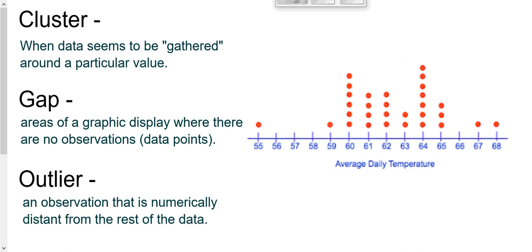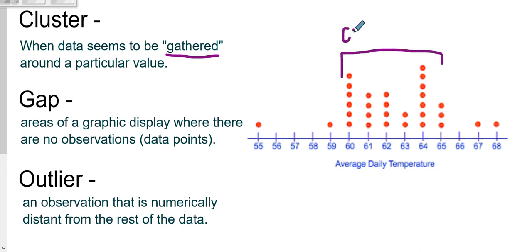We have three vocabulary words that we've seen before: cluster, gap, and outlier. These are three that were in our notes last week, but I want to go back over them because they're very important to know and to be able to identify in a graph. Okay, so the first one is cluster. A cluster is when the data seems to be gathered together around a particular value. Right here, on our graph, really between 60 and 65 is one big cluster. But if you really wanted to narrow it down, you could say just between 60 and 62. But this would be our cluster.